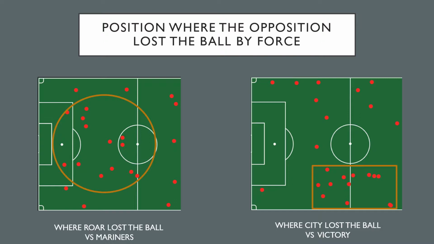Also, only 3 times did the Victory force City to lose the ball in Victory's defending third, compared to the Mariners 9 times, further proving how high Victory were winning the ball back.